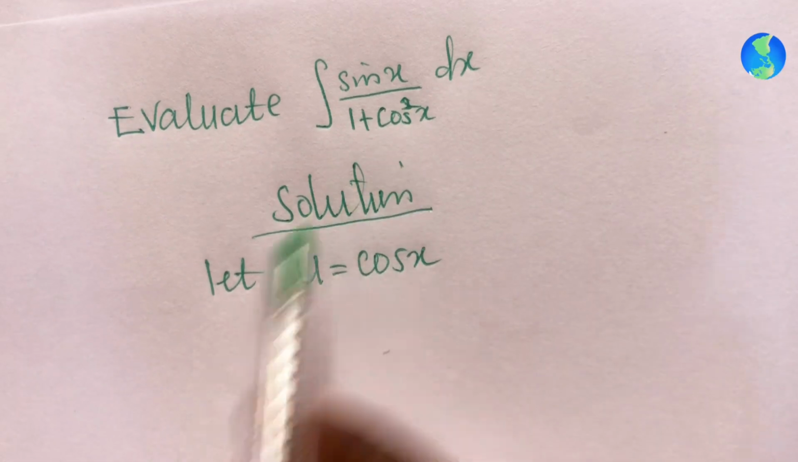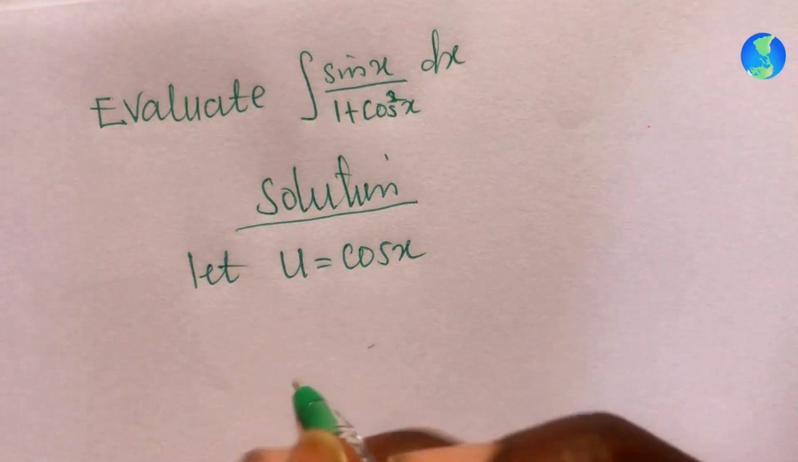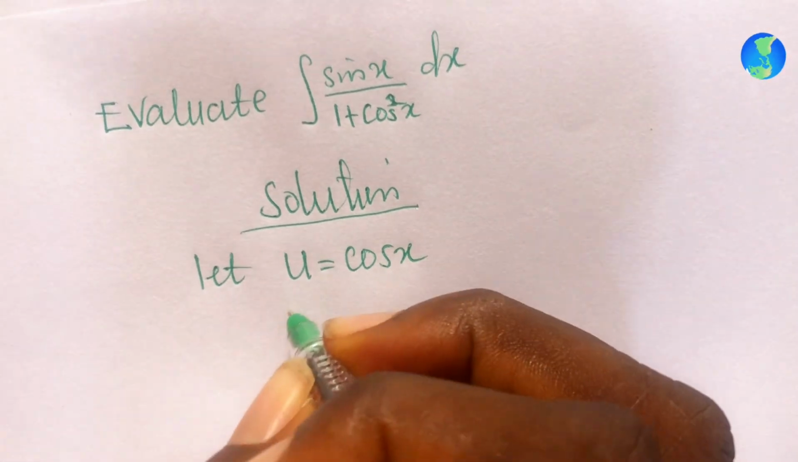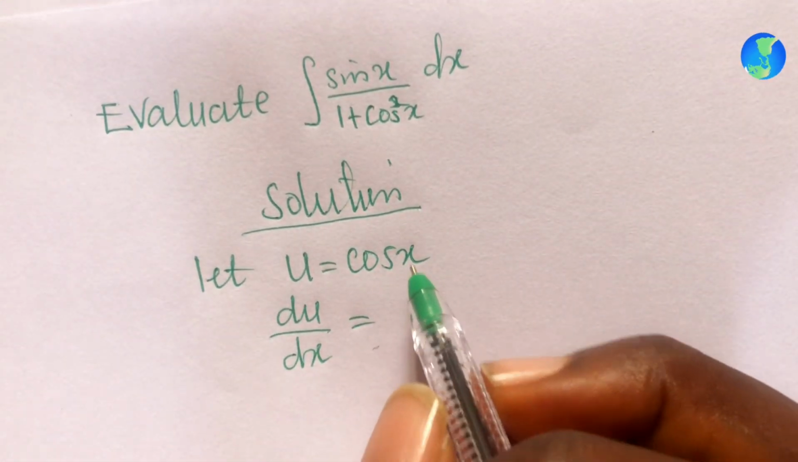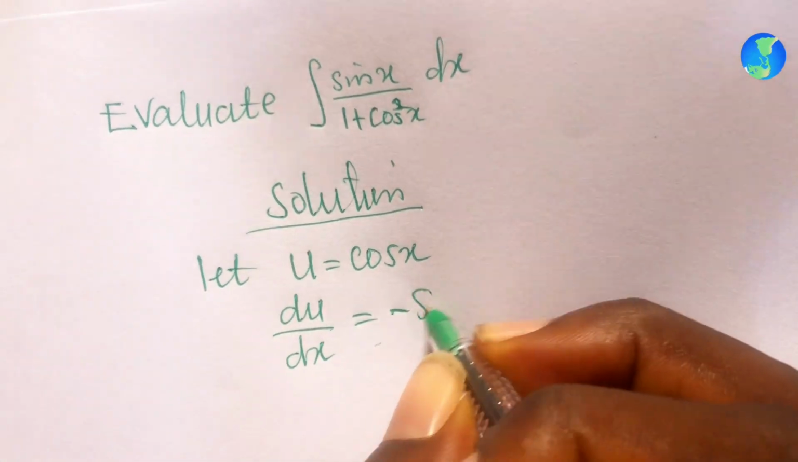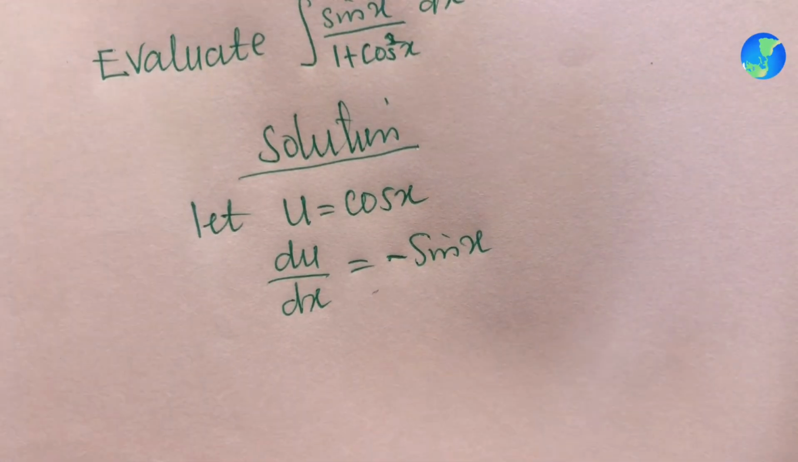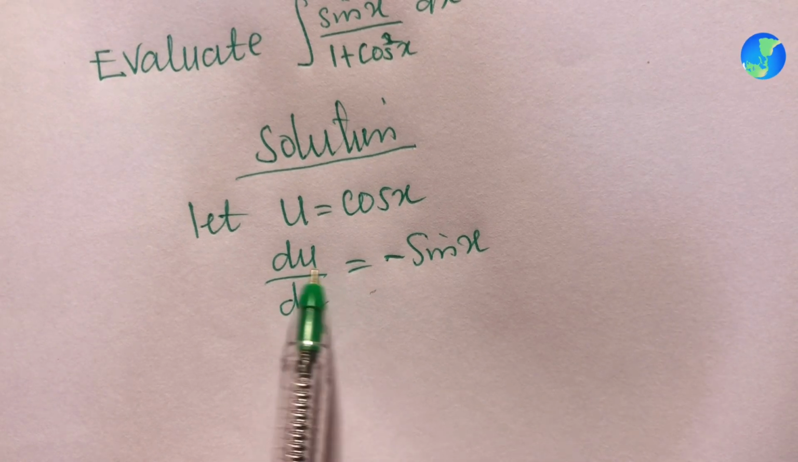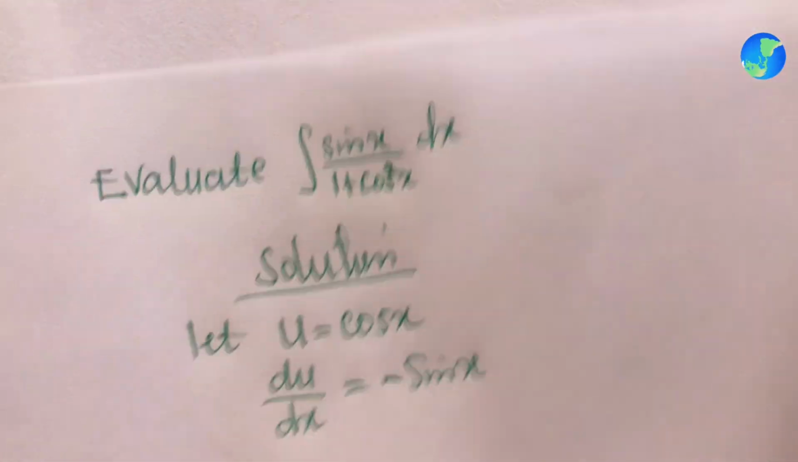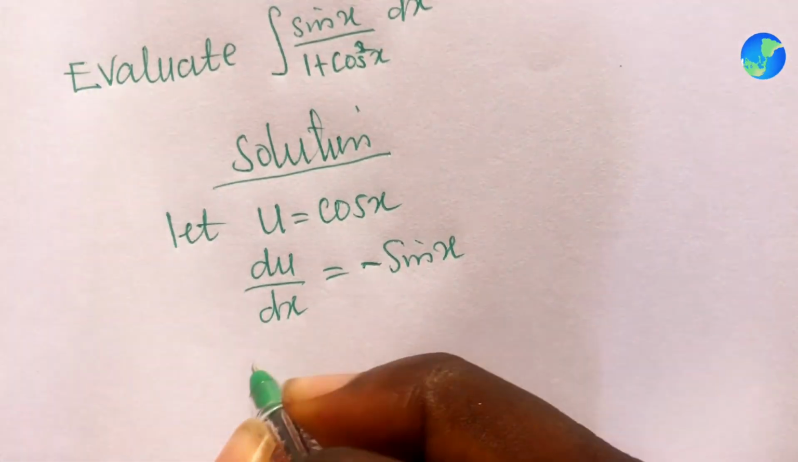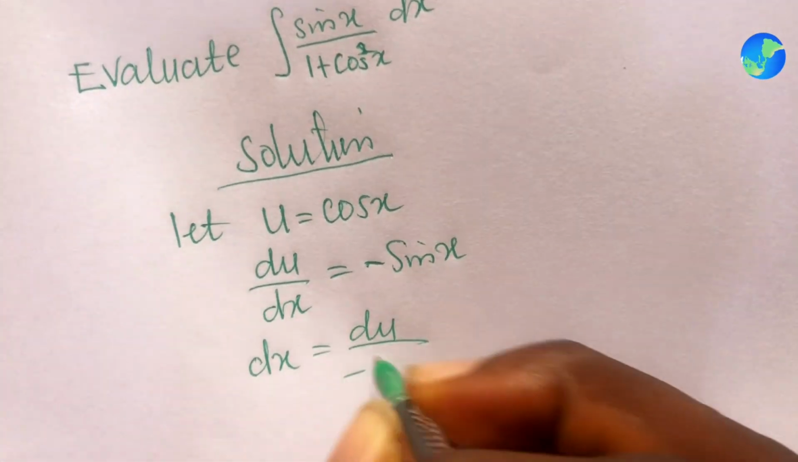so that I will have one of the general forms of integration later on. So if u is equal to cos x, that means du dx is going to be, if you differentiate cos x, you are going to have minus sine x, right? But I will prefer to rewrite the whole of this in terms of dx, so that I'll substitute back here. So I'll have it that dx is going to be du over minus sine x.